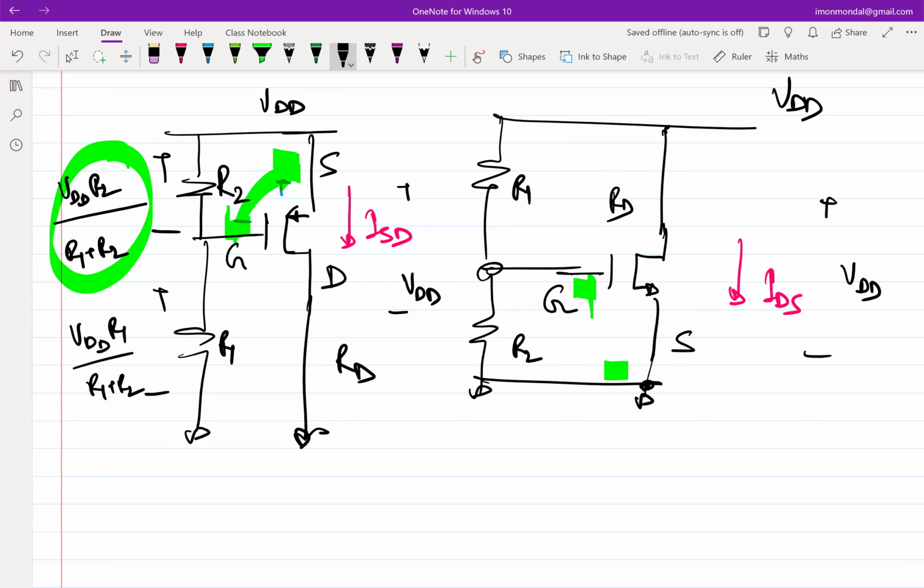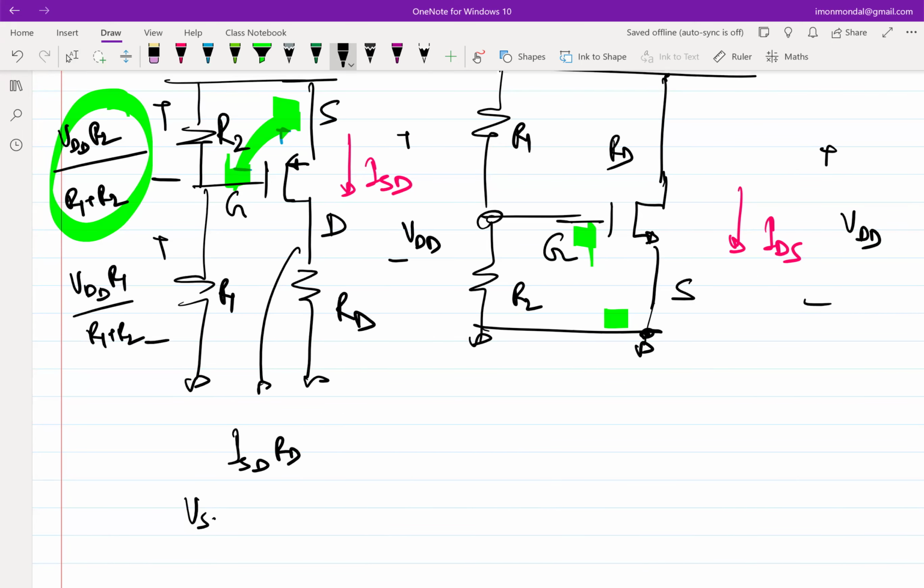Because the VSD in this case was VDD, the VDS in this case should have been VDD. So whatever VSD I have in case of a PMOS device, the equivalent VDS we should have in case of a NMOS device. So if we have an RD, the drain voltage is how much? ISD times RD. Correct? So what is VSD? VSD is VDD minus ISD times RD. Right?